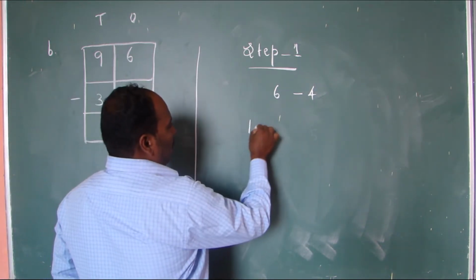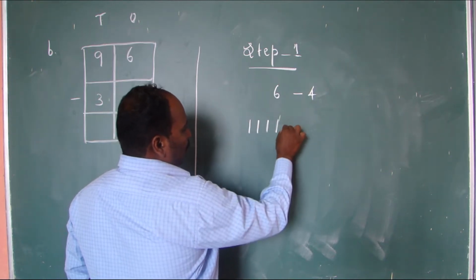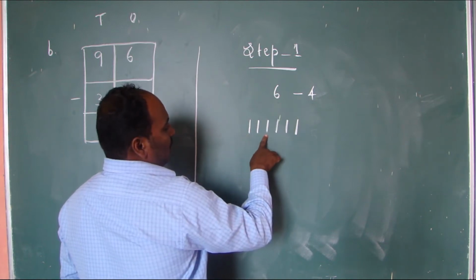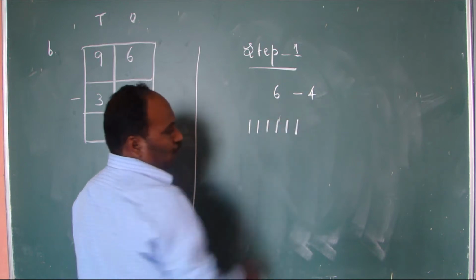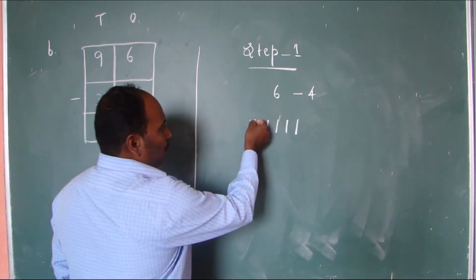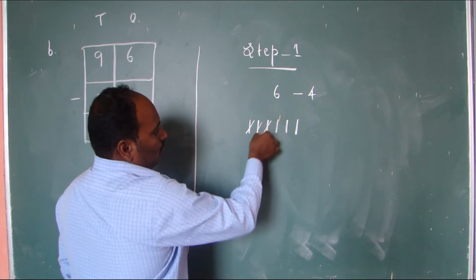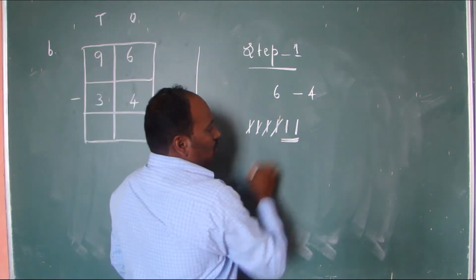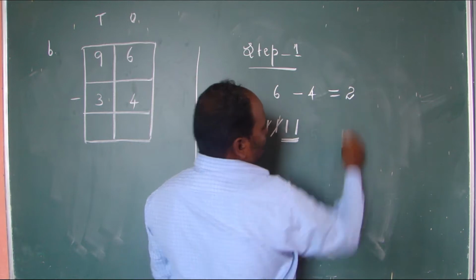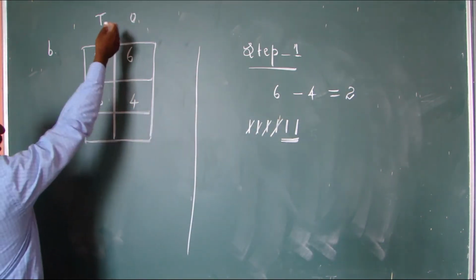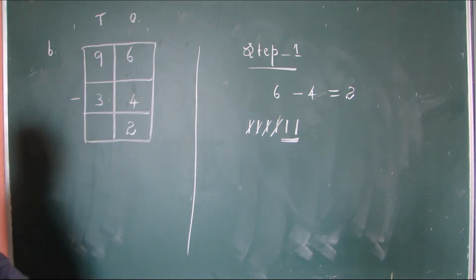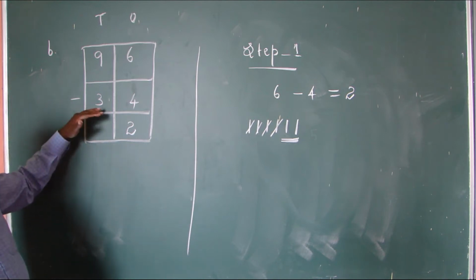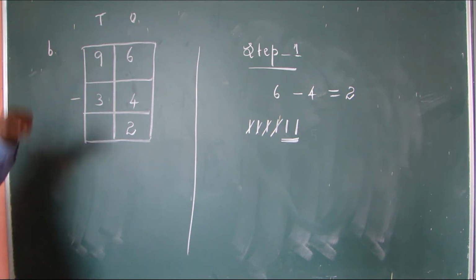We draw the 6 sticks. 1, 2, 3, 4, 5, 6. Minus 4. We cancel the 4 lines. 1, 2, 3, 4. Balance 2 lines, so 6 minus 4 is equal to 2. The number 2, write in ones place. The next one, tens place: 9 tens and 3 tens, we subtract 3 from 9.